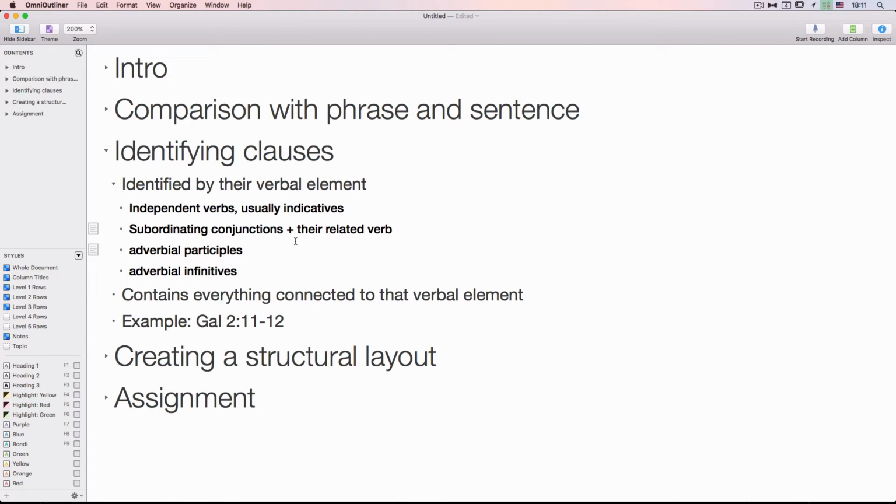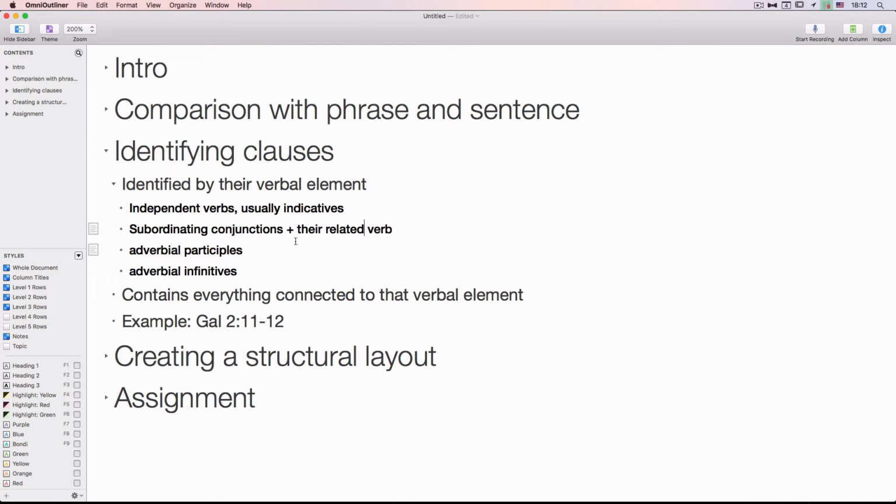Now, what creates the clause is that verbal unit plus everything that's connected to it. You know that verbs, for example, can have direct objects or they can be modified by adverbs. Everything that is connected to that verbal element will be part of that constituent clause. So you have to think kind of on your feet because not every clause looks the same. But once you identify the verbal elements, you can then identify everything that's connected to them to identify your clausal structure.